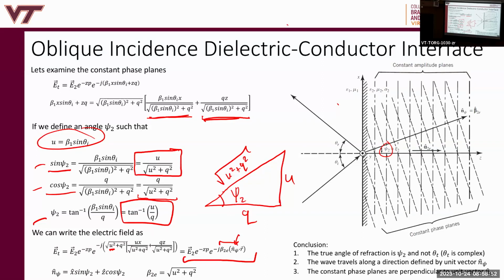So the conclusion is that the true angle of refraction is psi 2 and not theta transmitted, because theta transmitted is a complex number. The wave travels along a direction defined by this unit vector n psi, and the constant phase planes are perpendicular to the unit vector n psi. Constant amplitude planes are perpendicular to z.